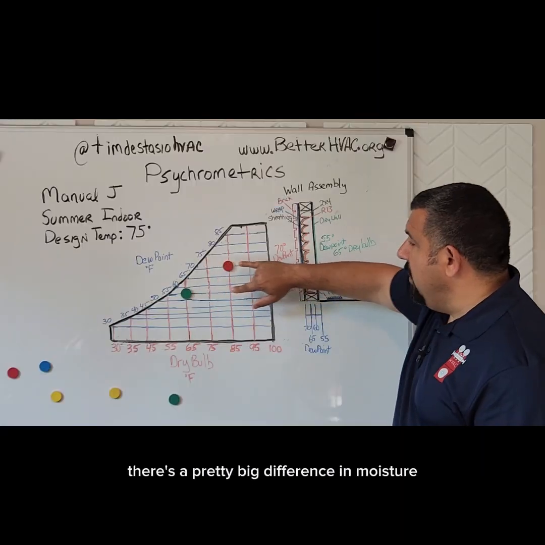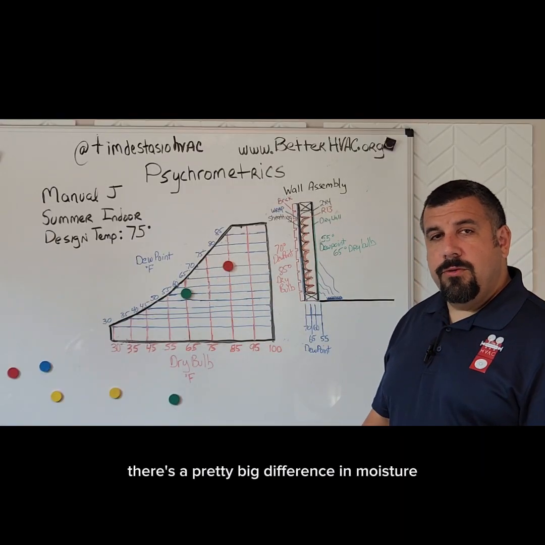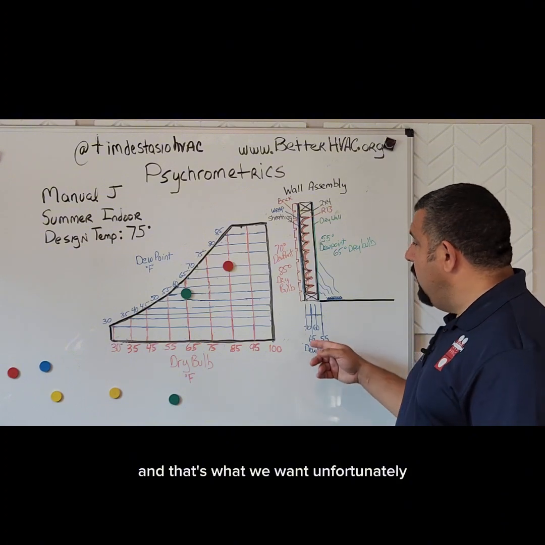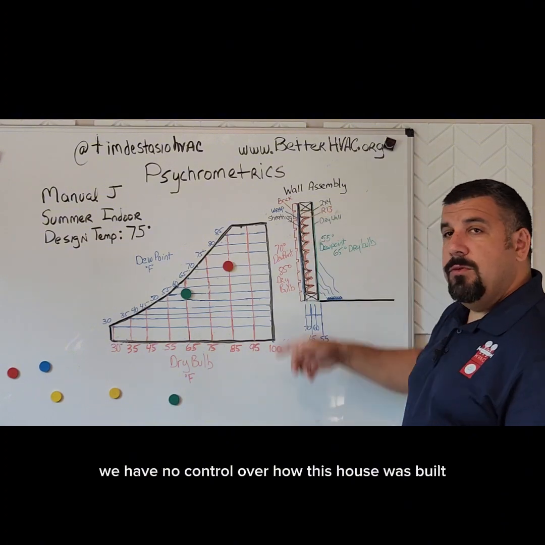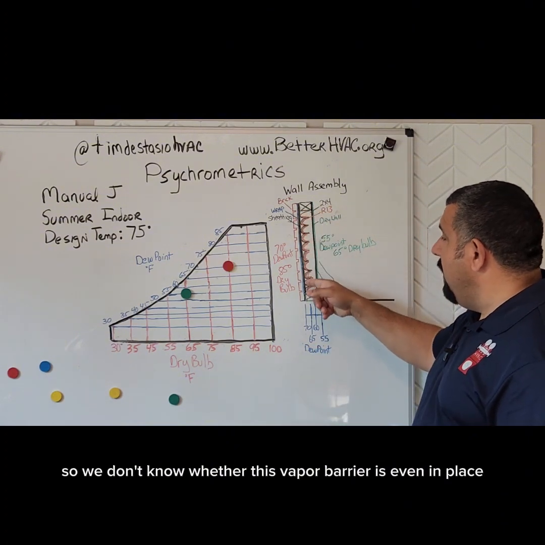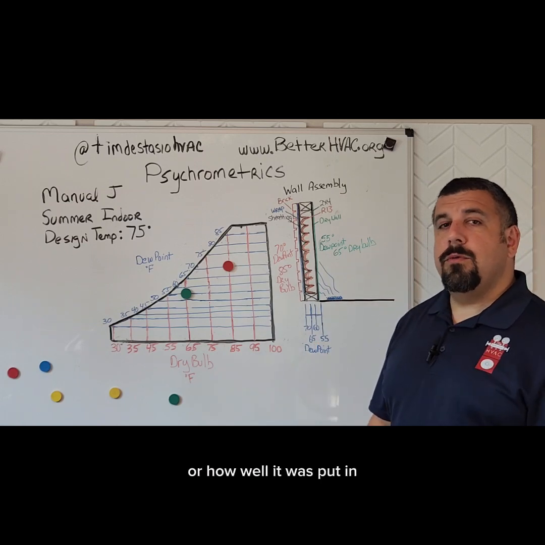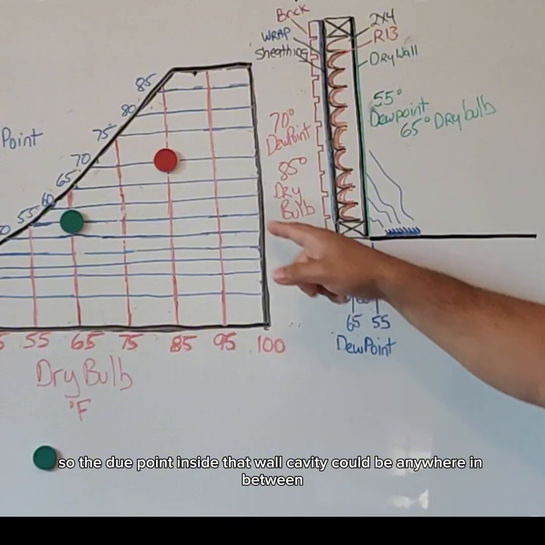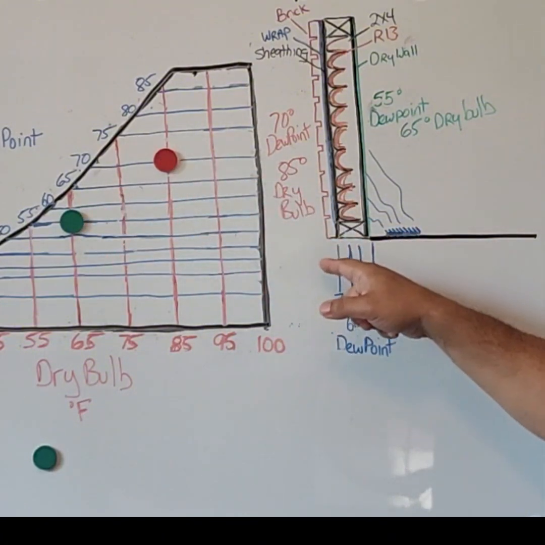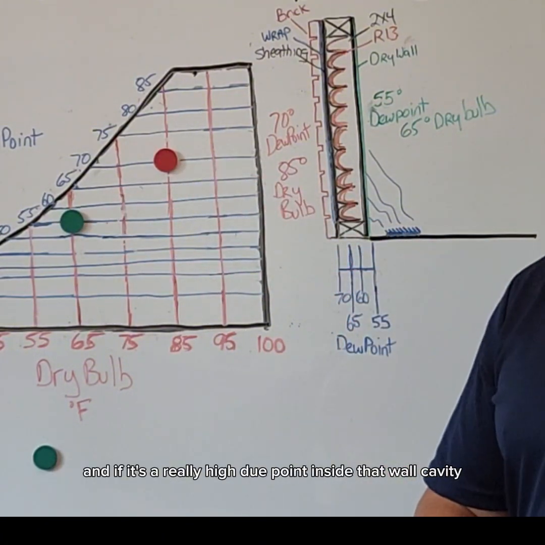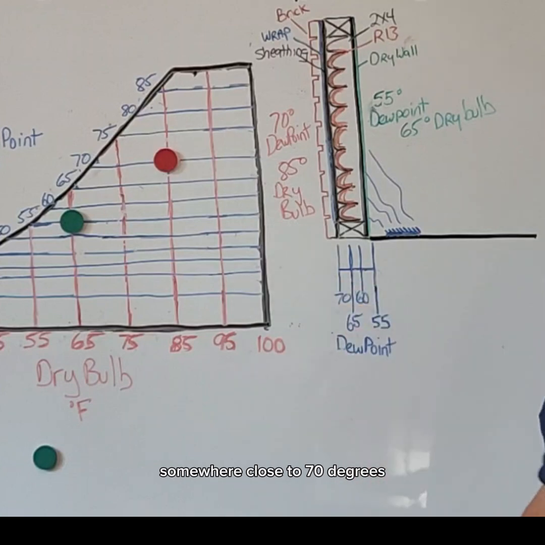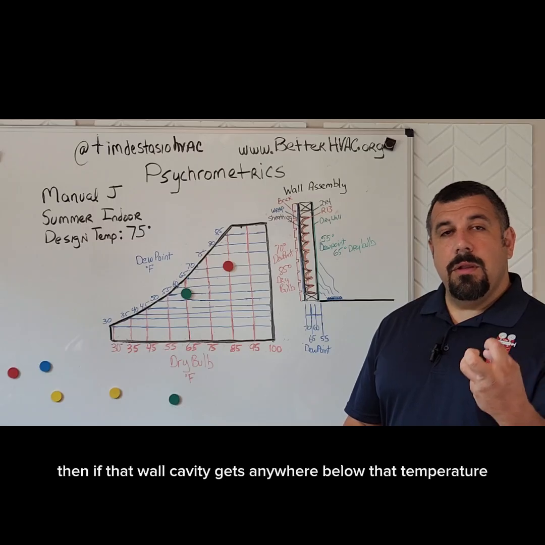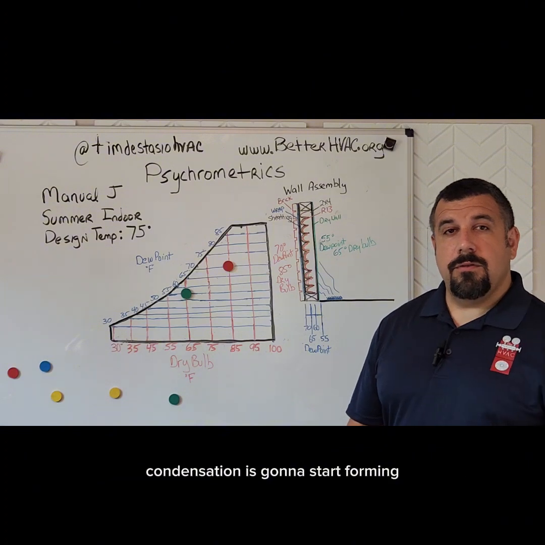So we can see there's a pretty big difference in moisture between the inside and the outside, and that's what we want. Unfortunately, we have no control over how this house was built, so we don't know whether this vapor barrier is even in place or how well it was put in. So the dew point inside that wall cavity could be anywhere in between these two numbers. And if it's a really high dew point inside that wall cavity, somewhere close to 70 degrees, then if that wall cavity gets anywhere below that temperature, condensation is going to start forming.